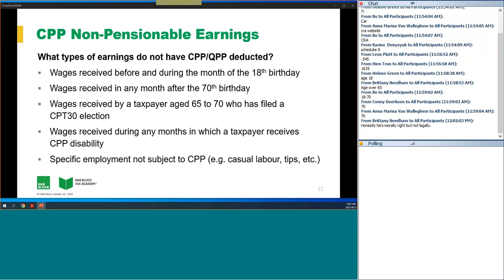Brittany says, honestly, he's morally right, but not legally. Kind of yes and kind of no, and that's how CPP works. EI is the same. Everybody pays into EI who is working, but not everyone can collect EI.